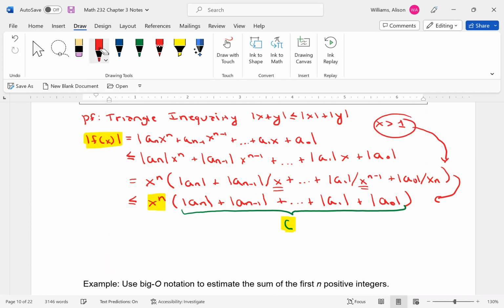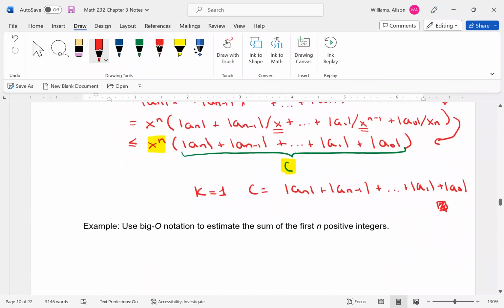So that has got to happen. So k is going to be 1 in this. And C is going to be the absolute value of the sum of these coefficients. That's C and that's K. And we're done. We've shown by the definition that that is big O of x to the n in general for any polynomial. Okay.